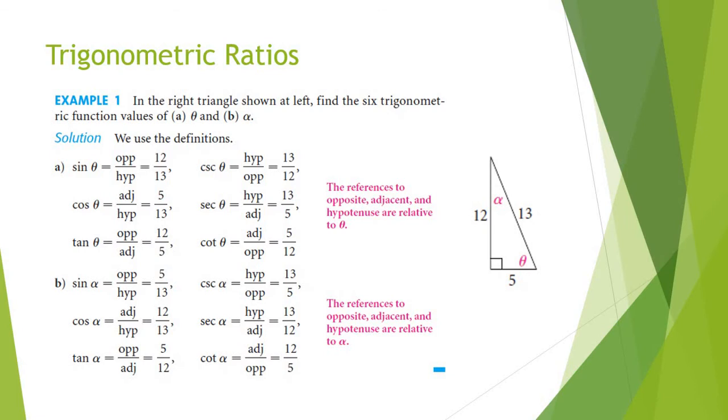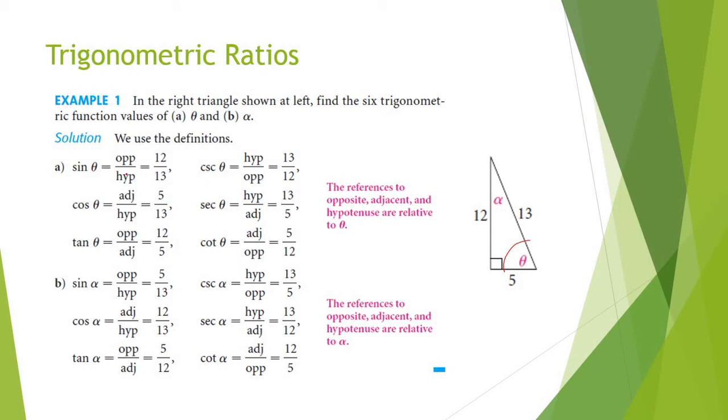Now example number one. For the right triangle shown at the left, we're going to find the six trigonometric functions of theta and alpha. First we have the sine theta. So this angle here.